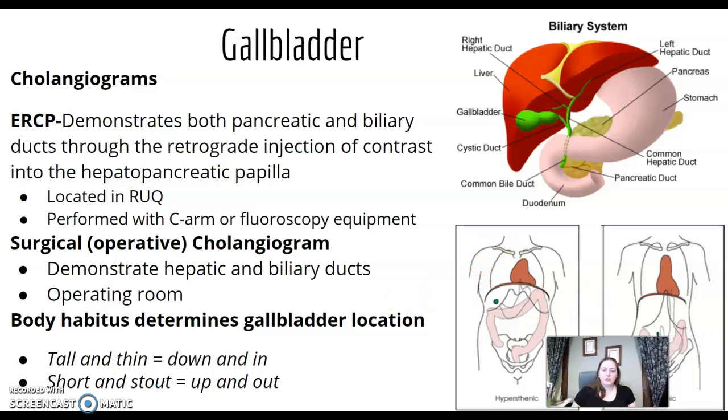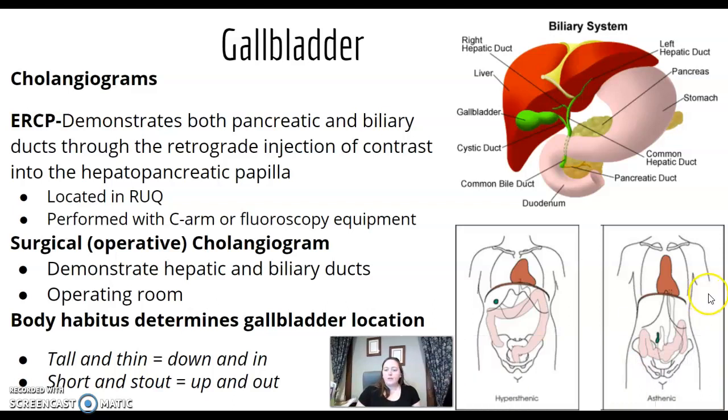Let me move my little picture here. There we go. Difference between hypersthenic, asthenic. And I always remember it as tall and thin, down and in, short and stout, up and out. What does that mean? It's a little tip to help you understand where the gallbladder is. So if your patient is tall and thin, the gallbladder will actually be down and more midline. If they are the hypersthenic or the massive, short and stout, their bowel is actually going to push up on their stomach. So their gallbladder is going to be raised up and pushed to the outside.